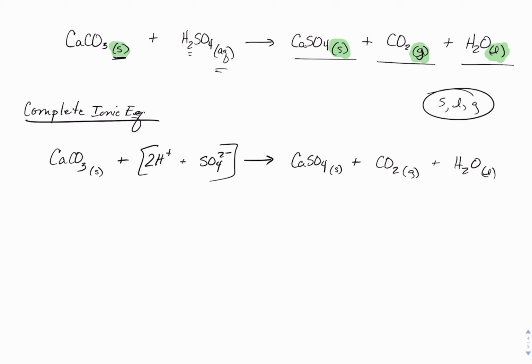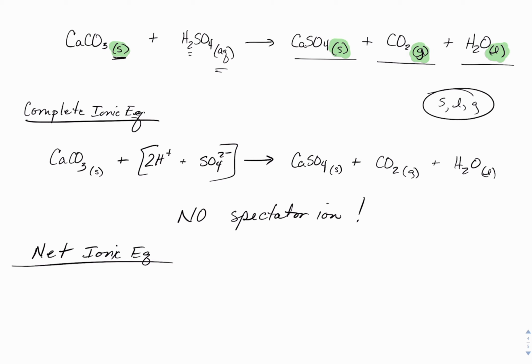So now your job is to look at and determine what is a spectator ion. Well, it turns out that there is no spectator ion in this reaction. So what do you do? You just write everything that's there as your net. And this is one example of how the net ionic equation and complete ionic equation are the exact same.